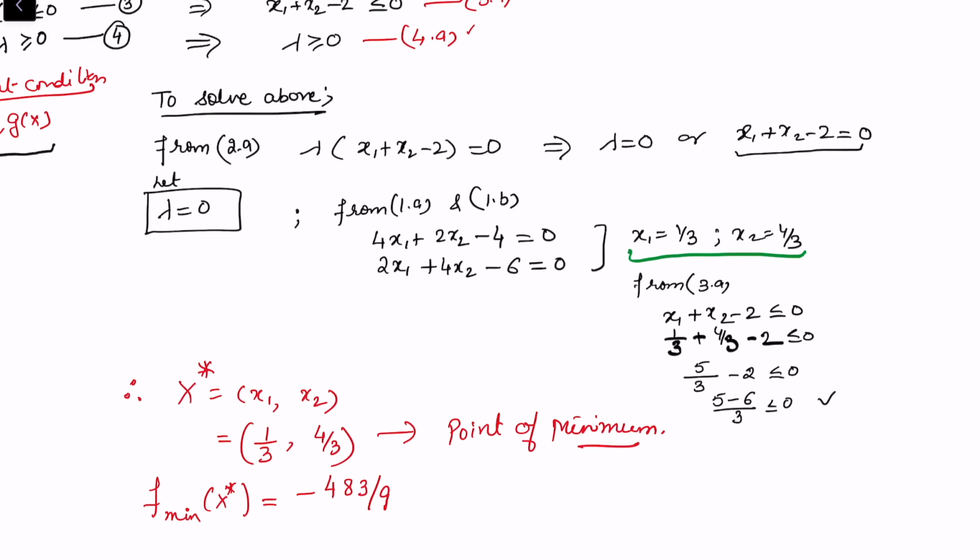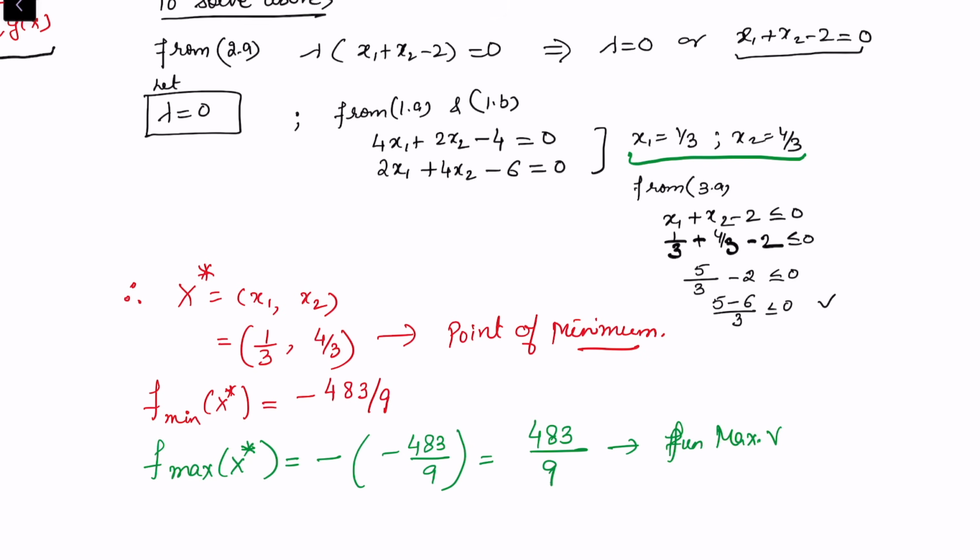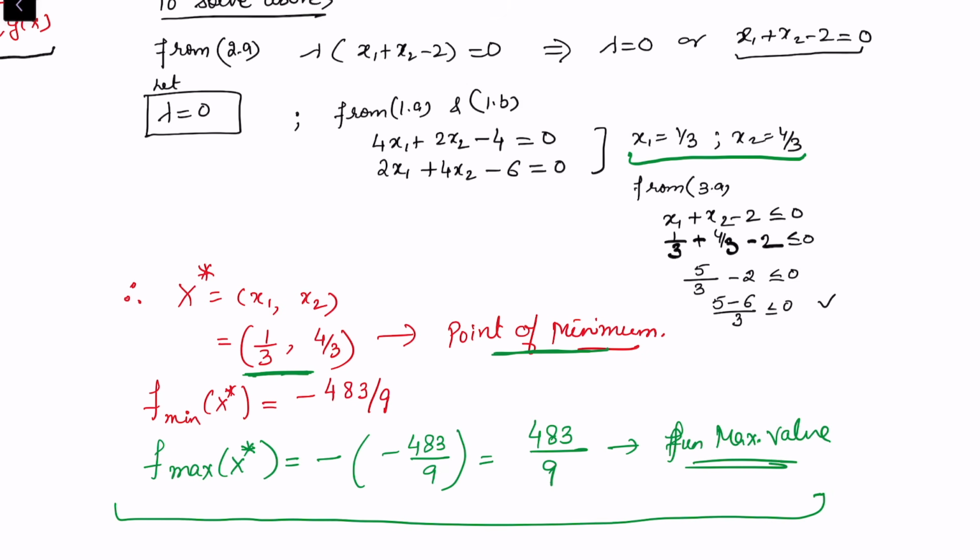But originally our objective function was for maximization. So for the maximization, we again simply multiply this by a minus sign. So this is minus of minus 483 by 9, so we will get the original maximization value. So we'll say this is the function maximum value. So the point of the global minima and maxima doesn't change. Obviously, if it's convex, we talk of it as a point of minima. If we consider this as a concave function, this becomes a point of maxima. So this way we can apply the KKT necessary condition, and noticing that if the function is convex, we can optimize this problem.